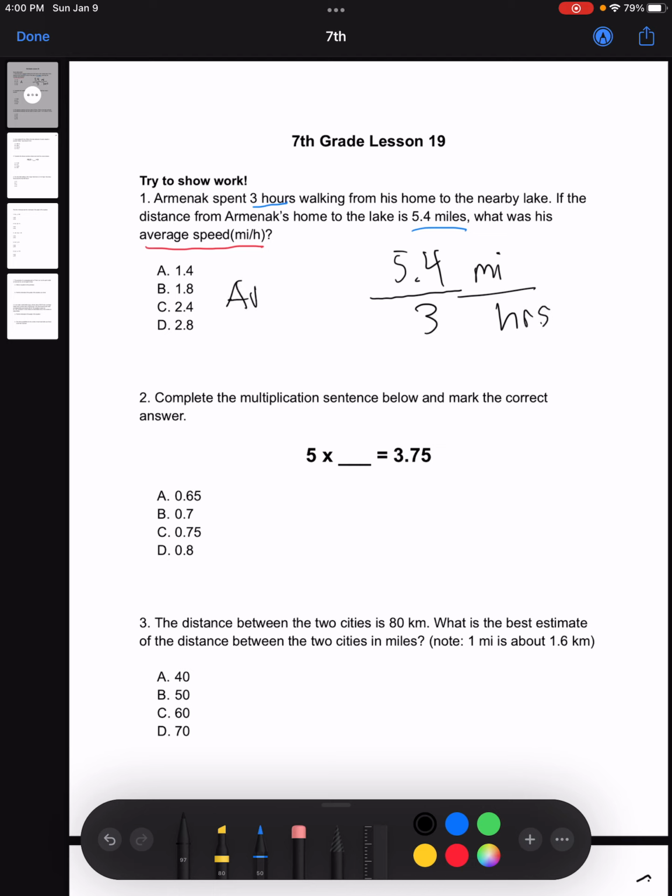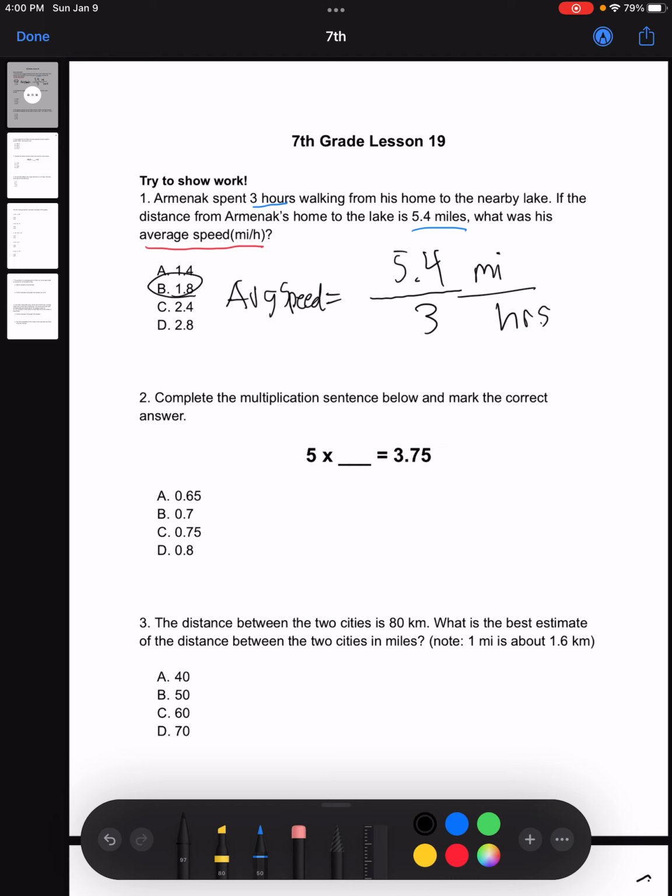And this would give us the average speed. So if we simplify this fraction, or divide the numbers out, we have 5.4 divided by 3. Solving this, we get 1.8, making our answer B for number 1.